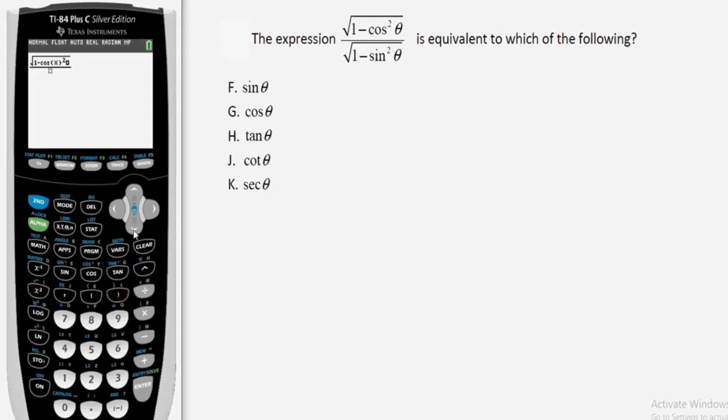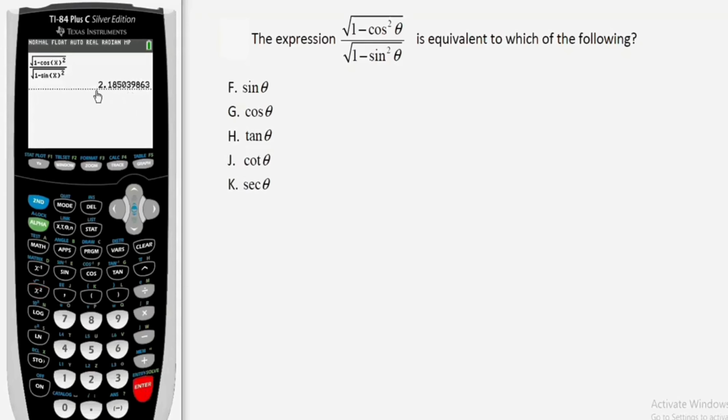Over, we have square root of, we press second, this button, 1 minus sine square theta, that's sine x, close the bracket, square. So this is how you're going to represent it, guys. Exactly like this. We are good to go. Let's press enter now to see what we're going to have as the output.